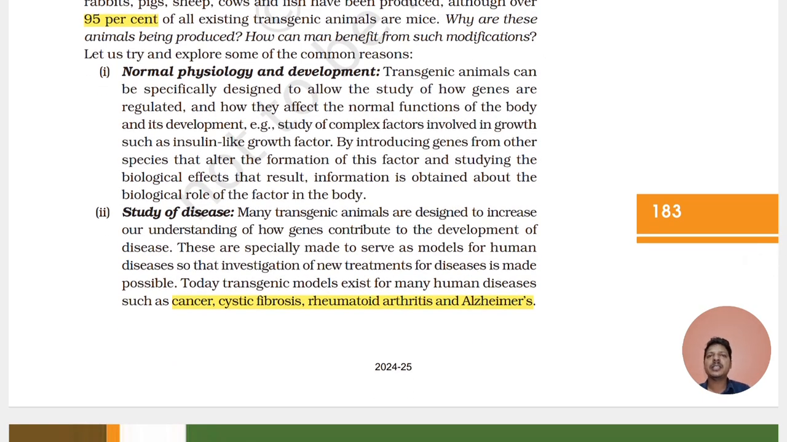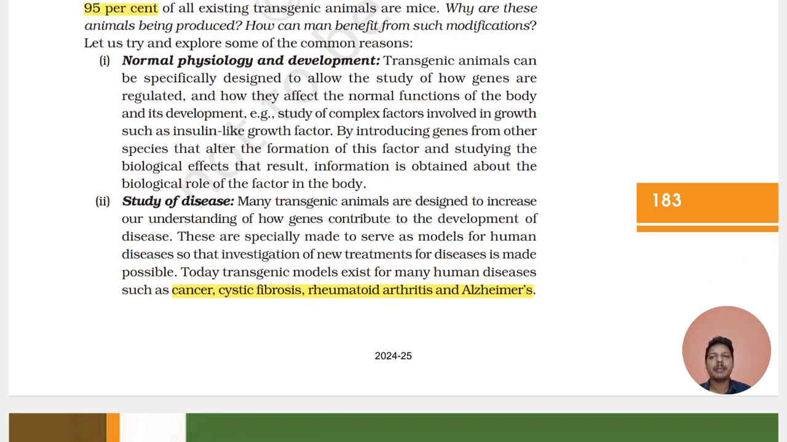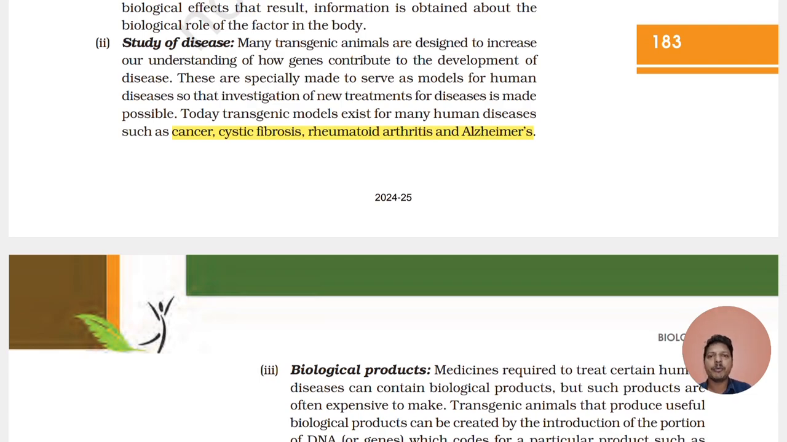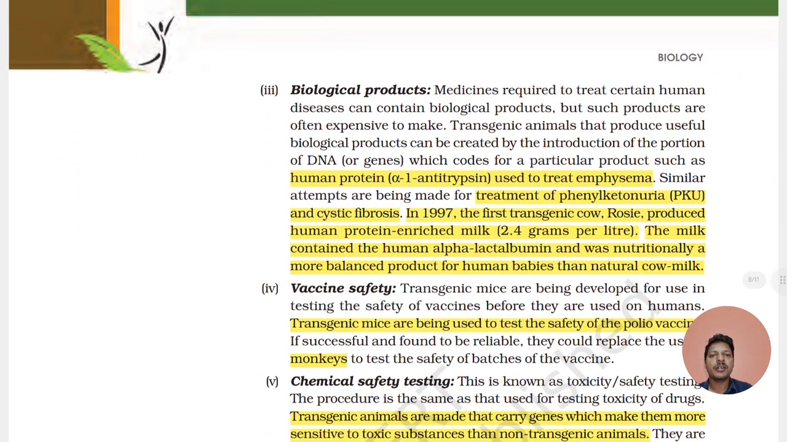First, the common reasons for producing transgenic animals: to study normal physiology and development, and to study diseases, that is cancer, cystic fibrosis, rheumatoid arthritis and Alzheimer's. Then biological products; here you can see questions are asked.